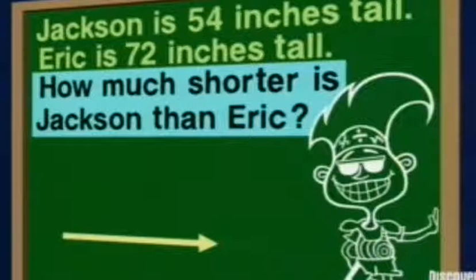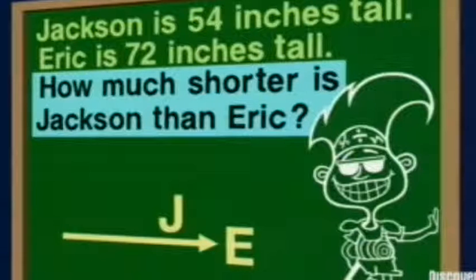How much shorter is Jackson than Eric? What letter do we write for the big number? Eric is the big number. Jackson is shorter, so J is a small number. How much is a box?